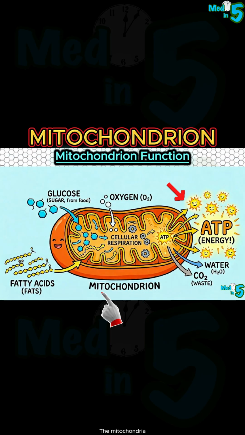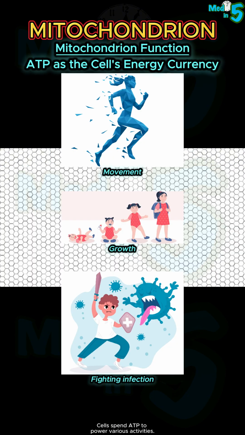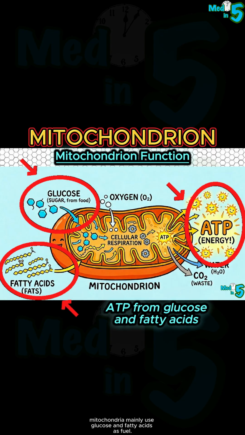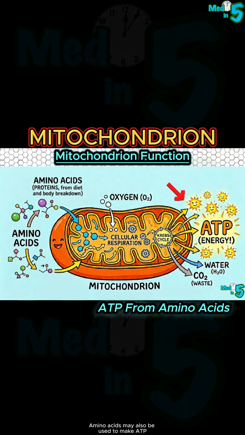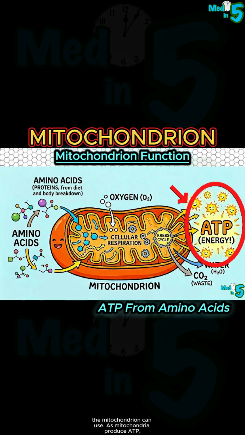Let's go. The mitochondrion produces most of the cell's adenosine triphosphate, or ATP, the molecule that stores the cell's usable energy. Cells spend ATP to power various activities. To make ATP, mitochondria mainly use glucose and fatty acids as fuel. Amino acids may also be used to make ATP, but only after being transformed into molecules the mitochondrion can use.